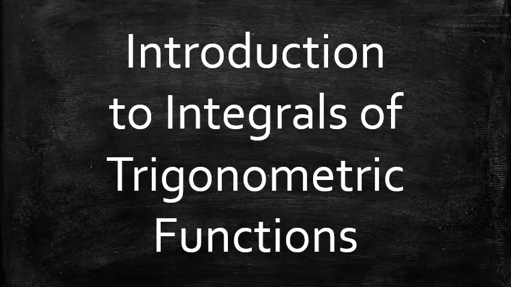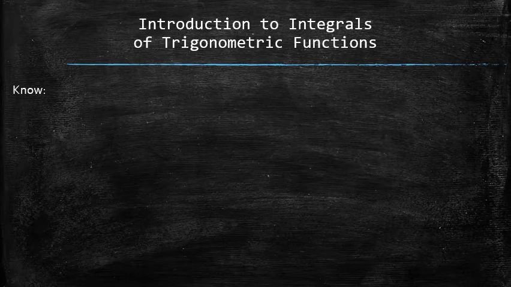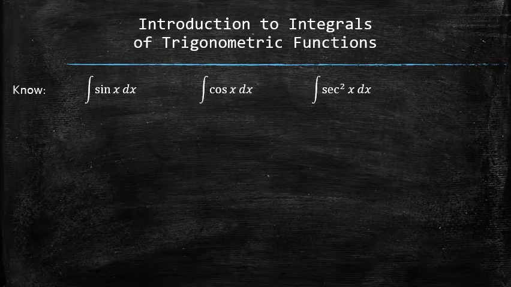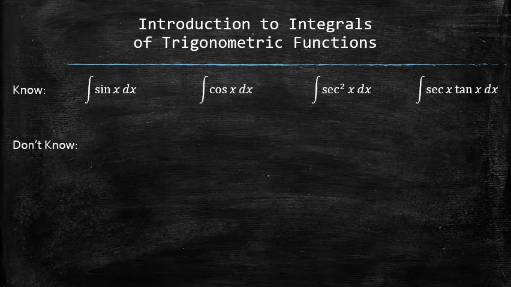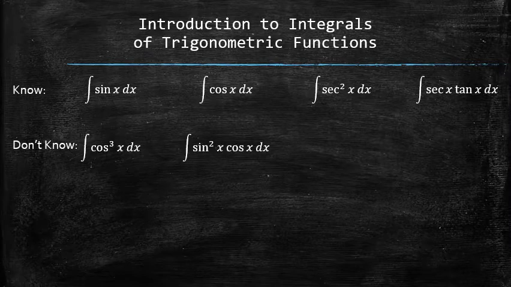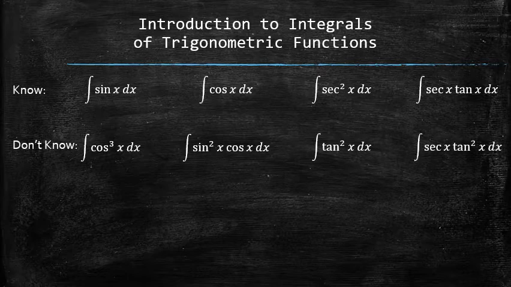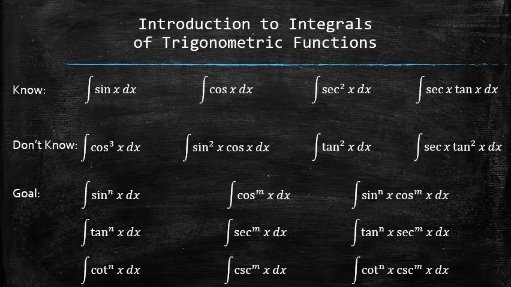Next, we will discuss how to integrate trigonometric functions. From the basic rules of differentiation, we know the general antiderivatives of sine, cosine, secant squared, and the product of tangent and secant. But there are no basic rules of differentiation and integration that would provide us with the formulas for integrating powers of sine and cosine, products of powers of sine and cosine, powers of tangent and secant, and products of powers of tangent and secant. So the goal is to fill in this gap and develop the methods for integrating all functions of such type.